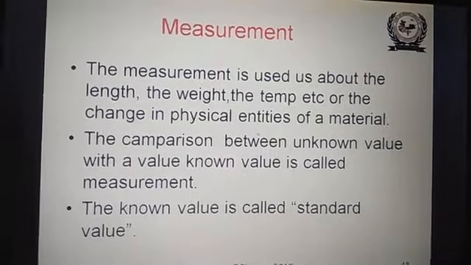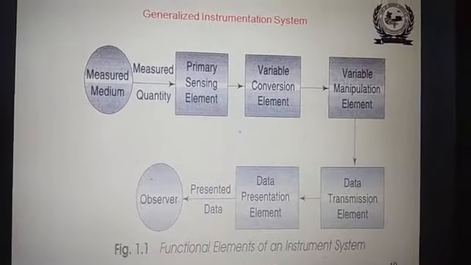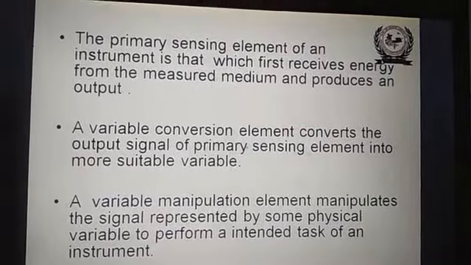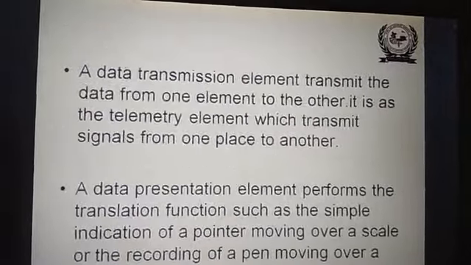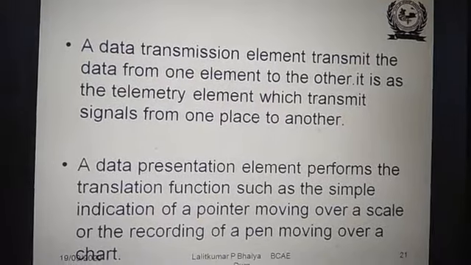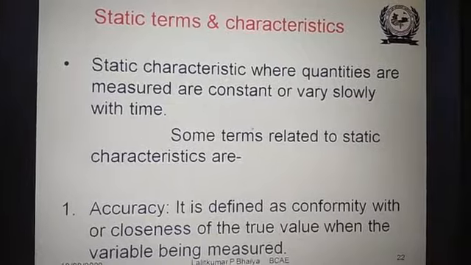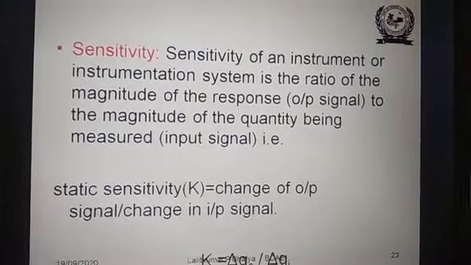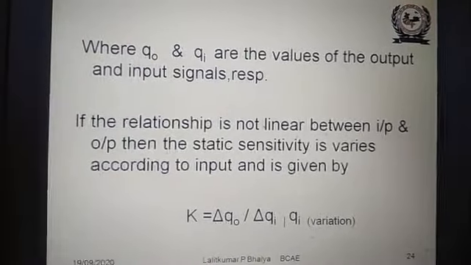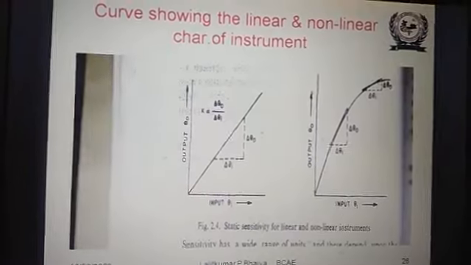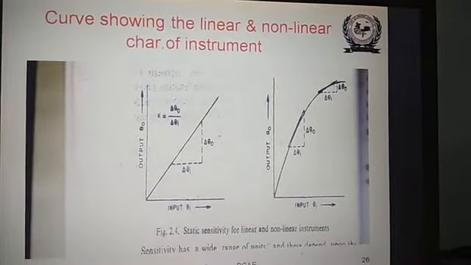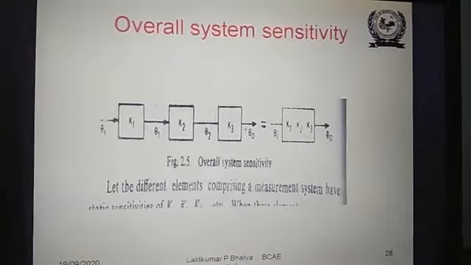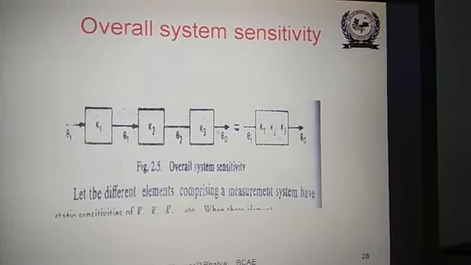Then we have also seen the measurement, and this is the block diagram which we have seen, the generalized block diagram of the instrumentation system: primary sensing element and secondary transducers, data transmission element and data presentation element. Static terms and characteristics which we have seen in the last video, like accuracy, sensitivity, static sensitivity. Then this is linear and non-linear characteristics of the instrument along with the static sensitivities, overall system sensitivity.